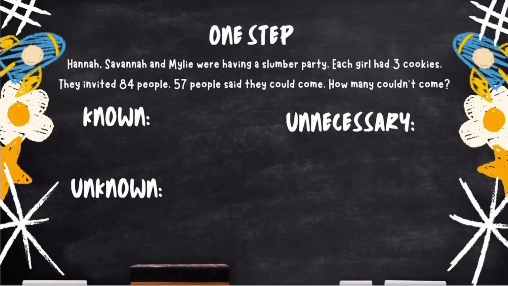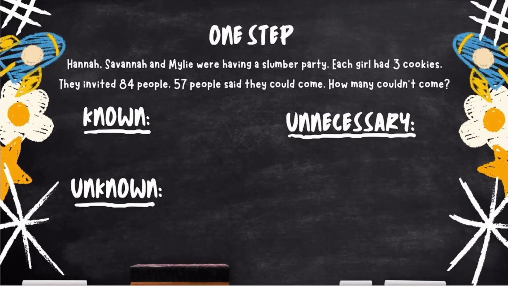Hannah, Savannah, and Miley were having a slumber party. Each girl had 3 cookies. They invited 84 people. 57 people said they could come. How many couldn't come? We need to figure out what we know, what we don't know, and if there's any unnecessary information in this problem. So let's read it again.